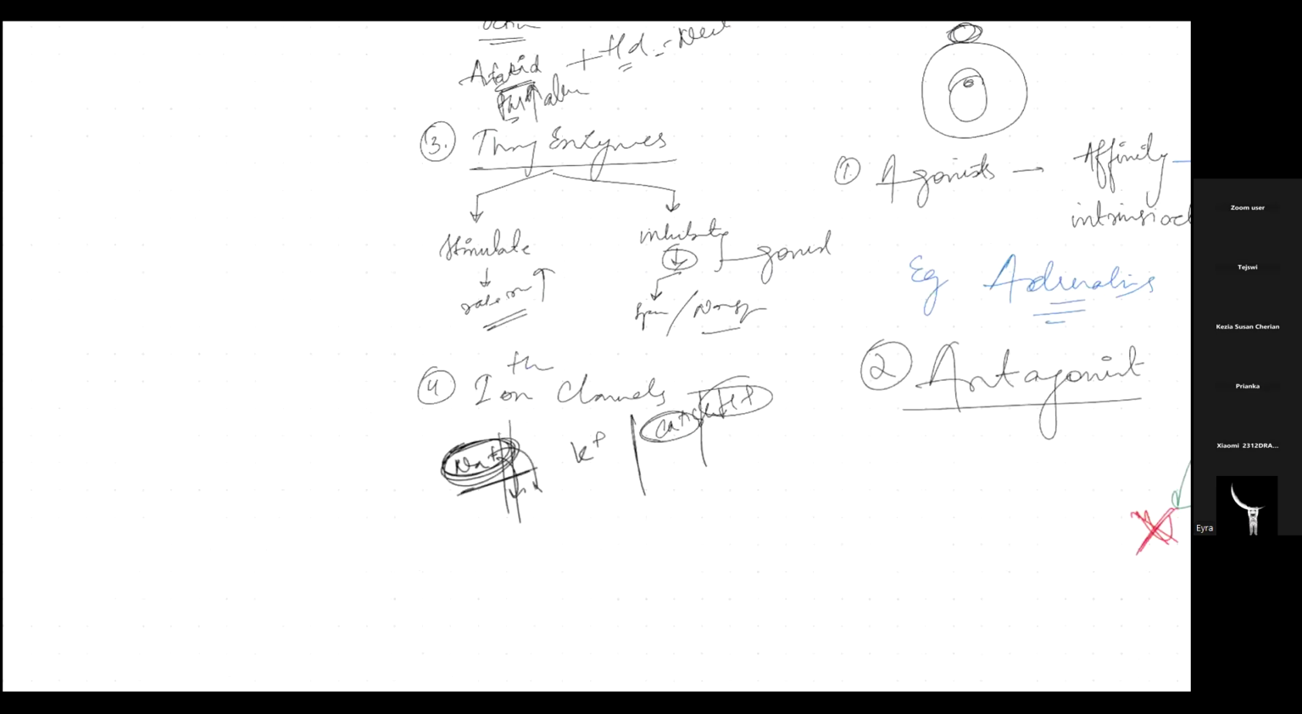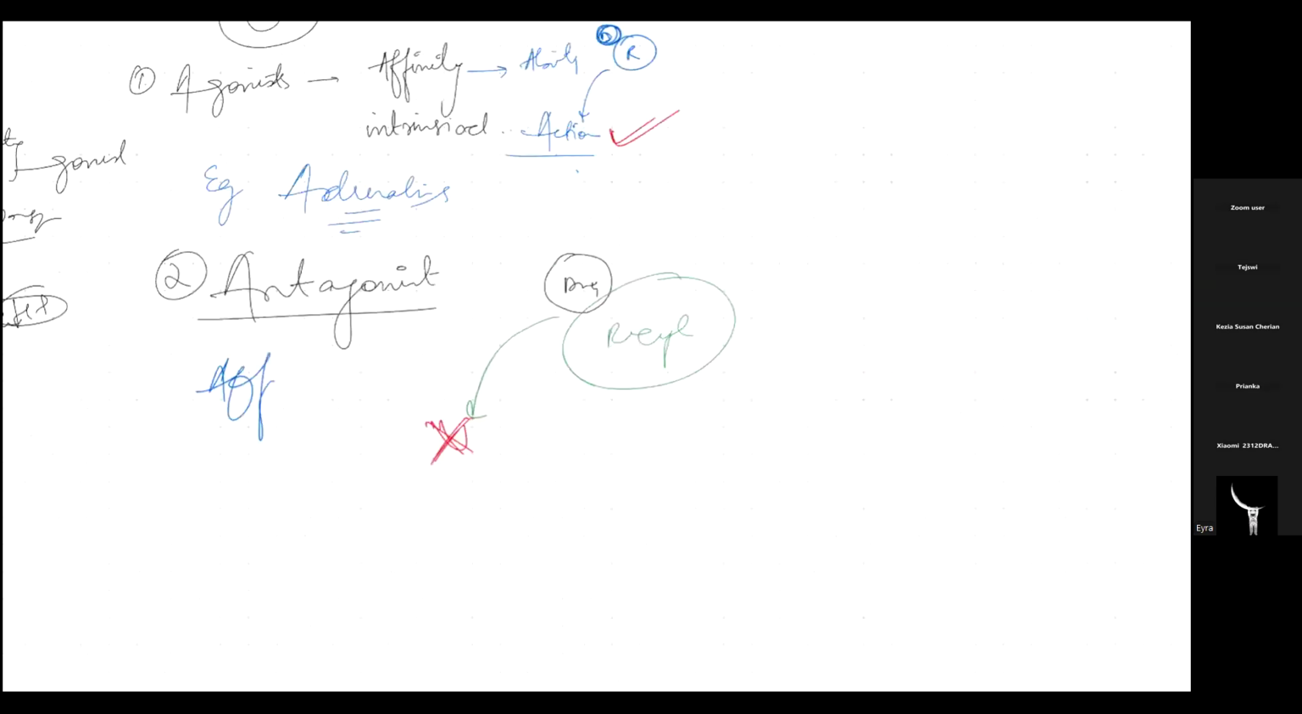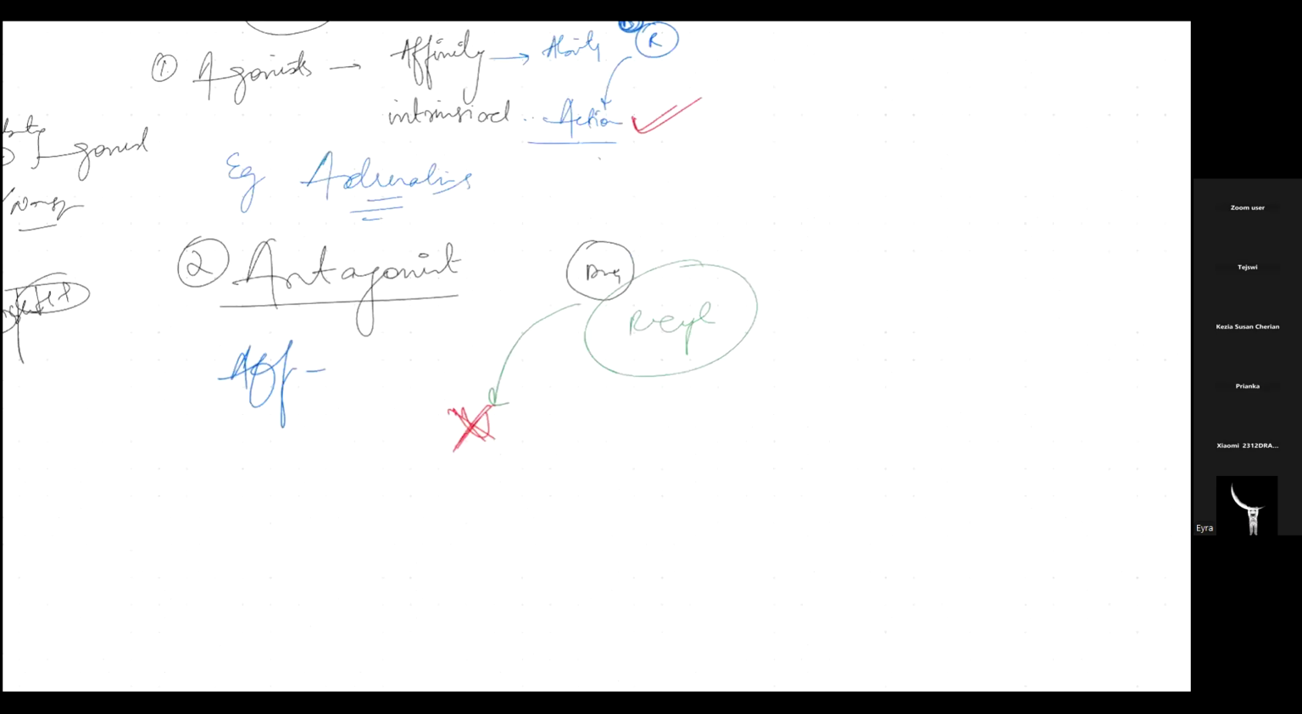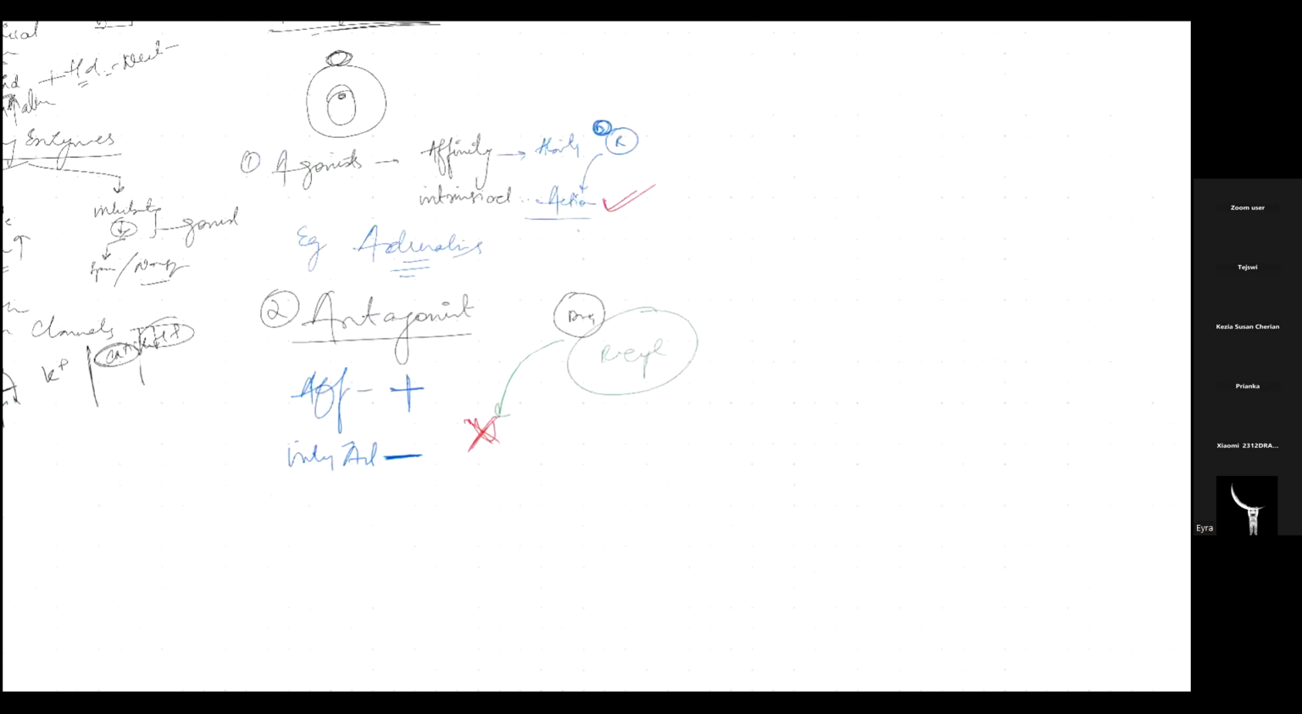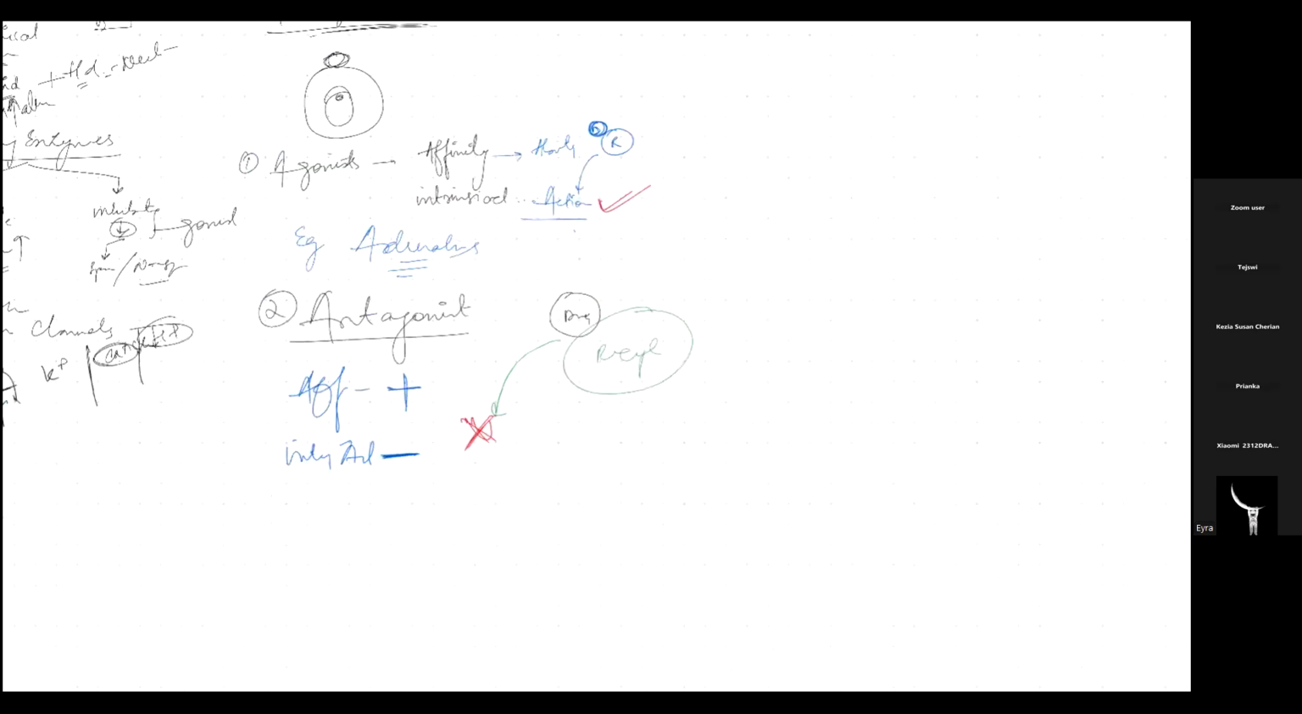Affinity is there, it is positive. But what about intrinsic activity? It is not there, it is absent. I hope it's clear what agonists and antagonists are. Basically for drugs we have to see how much affinity it has for a particular receptor and how much intrinsic activity it has for a receptor.